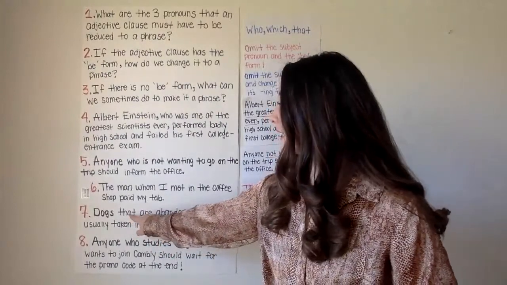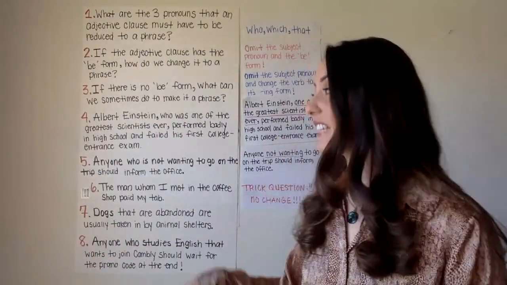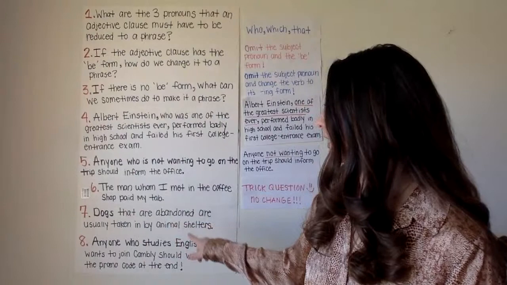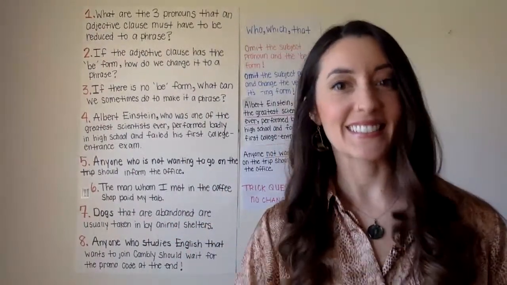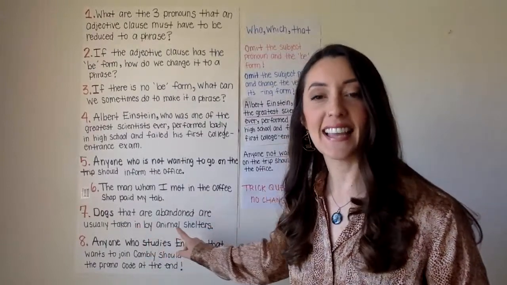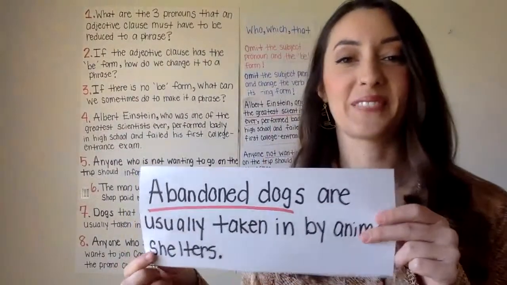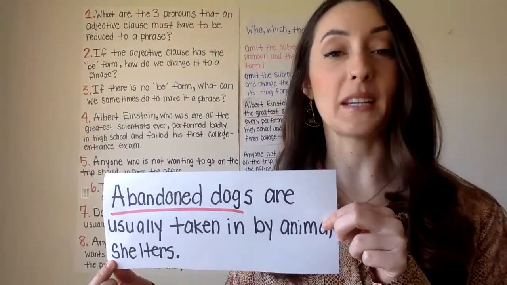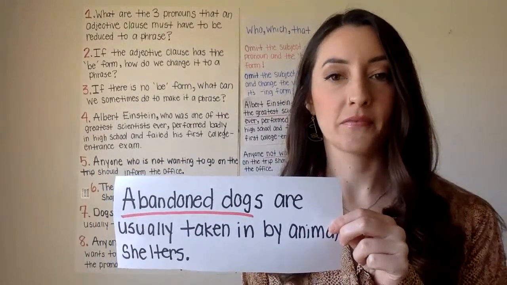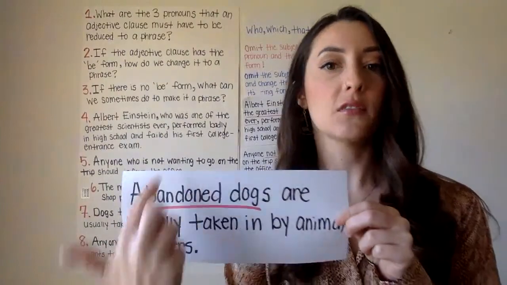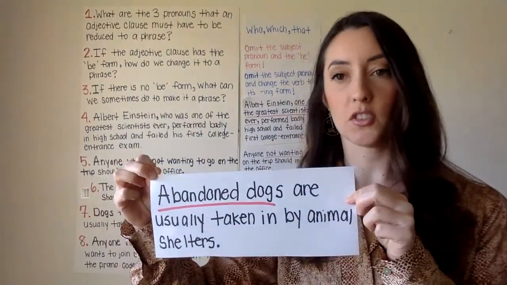Here, our pronoun is that are, all right? So we take that away, and that leaves us with dogs abandoned are usually taken in by animal shelters. But that doesn't make sense because abandoned is an adjective, so we need to move the adjective before the noun. So your phrase should be, abandoned dogs are usually taken in by animal shelters, right? We need to move the adjective before the noun. Abandoned dogs are usually taken in by animal shelters.